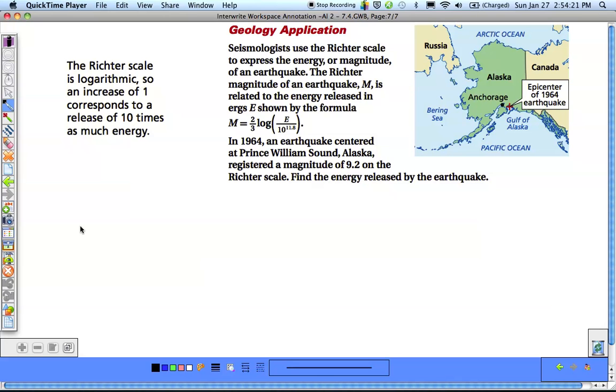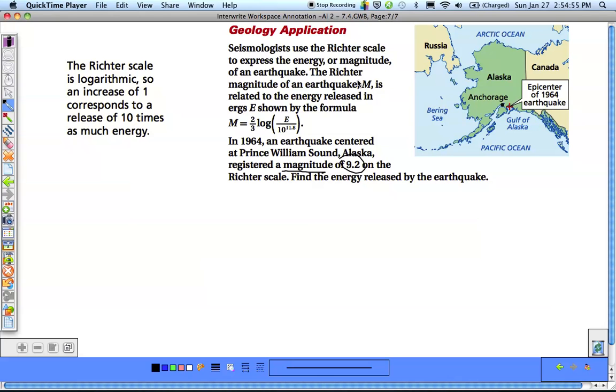Seismologists use the Richter scale to express the energy or magnitude of an earthquake. The Richter magnitude of an earthquake, M, is related to the energy released in ergs, E, shown by the formula M equals 2/3 log of E divided by 10 to the 11.8 power. See, there's only two variables there, M and E, that we need to worry about. In 1964, an earthquake centered at Prince William Sound, Alaska, registered a magnitude of 9.2 on the Richter scale. So the magnitude was 9.2. Find the energy released by the earthquake.